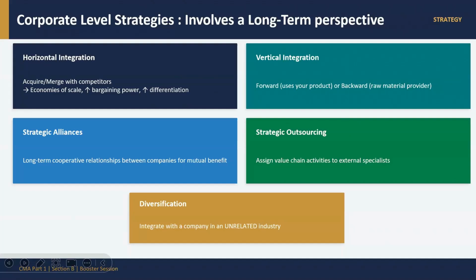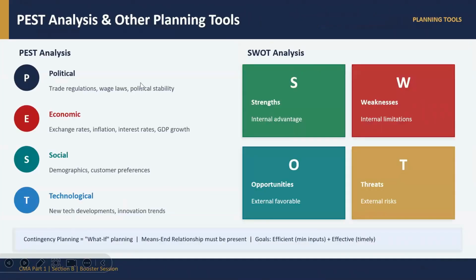Okay, so next up, we have other planning tools. Among other planning tools, we have a simple analysis called PEST analysis. PEST stands for political, economic, social, and technological. So here, based on each of the analyses, again, you will come to know which are your opportunities and which are your threats. Under political, you will be looking into trade regulations, wage laws, political stability, and so on.